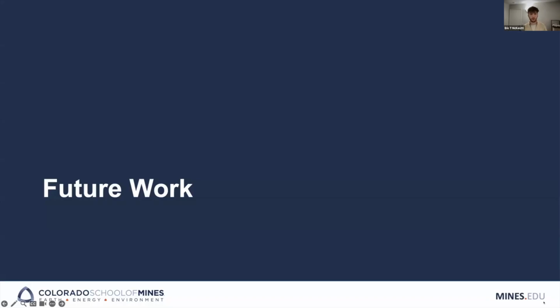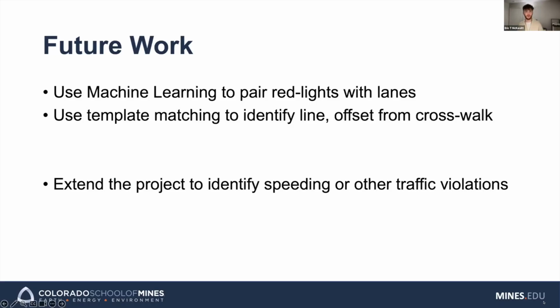So now let's talk about future work. And a lot of this would be addressing those limitations. So again, using machine learning to pair all of the lights with each of the lanes. This would be a huge improvement to the accuracy of the detections, and it would also minimize all of the false positives. Secondly, we would want to use template matching to identify the line instead of having the user select it.